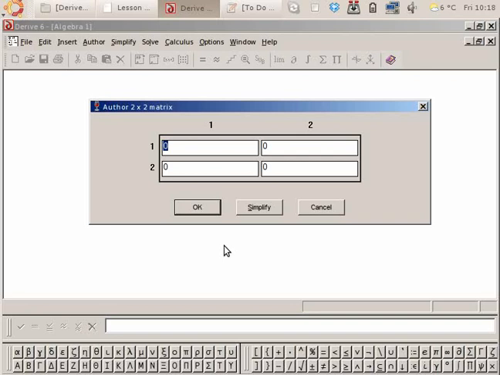Click the button to get started. Oh dear. You got that? So let's type in the simple matrix. We'll just put in the numbers 1, 2, 3, 4.